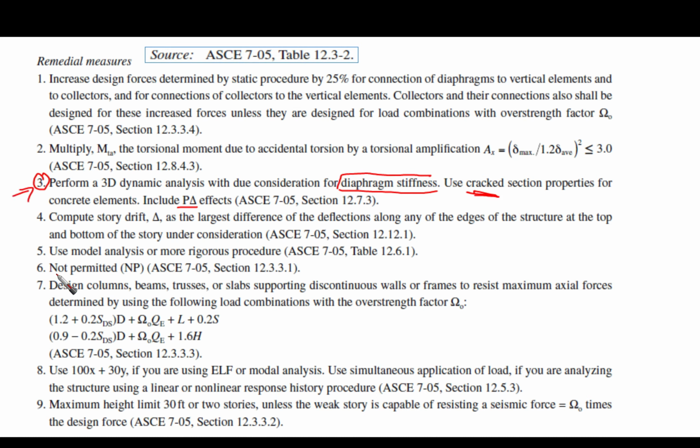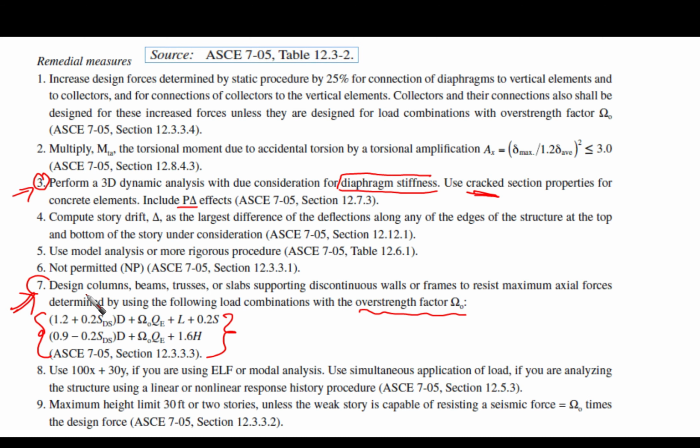What about 7? For 7, we need to design columns, beams, trusses, or slabs supporting discontinuous walls or frames to resist maximum axial forces determined by using the following load combination with overstrengths. Again, we're not going to go into the details of the combination. Later we can understand it, but I want you to understand the main idea here, because we are dealing with something related to the discontinuity of the lateral force resisting system.